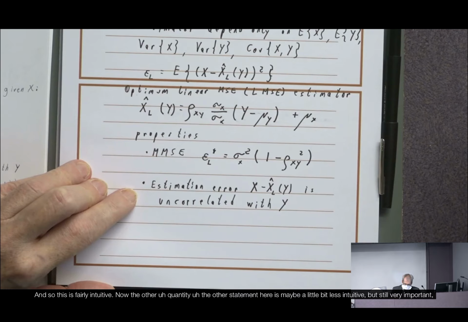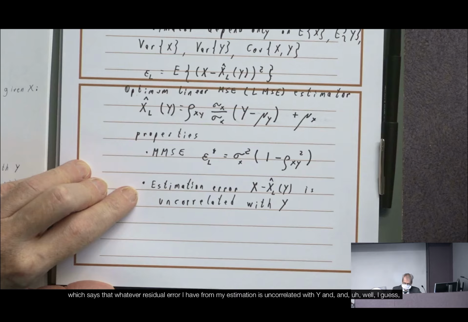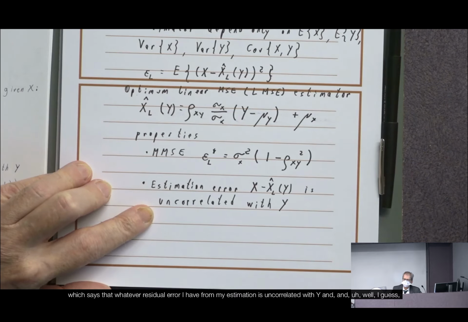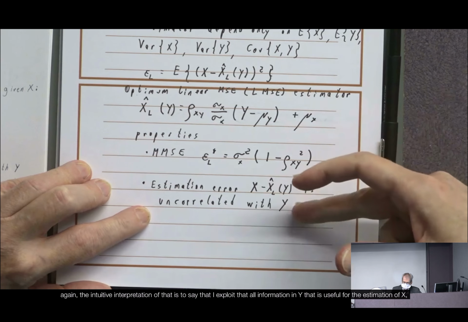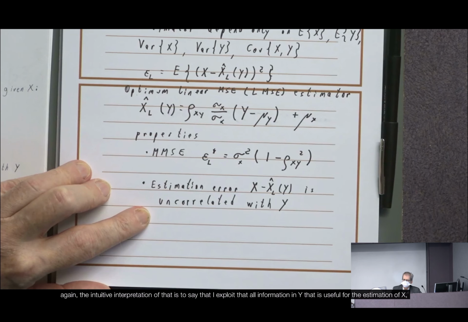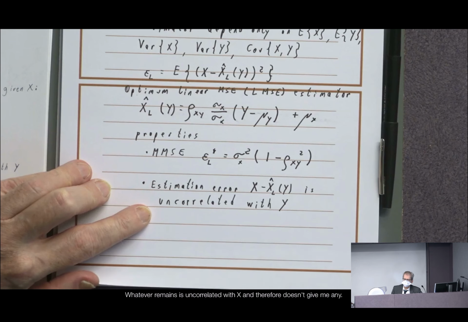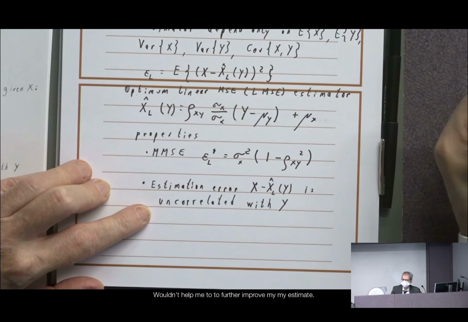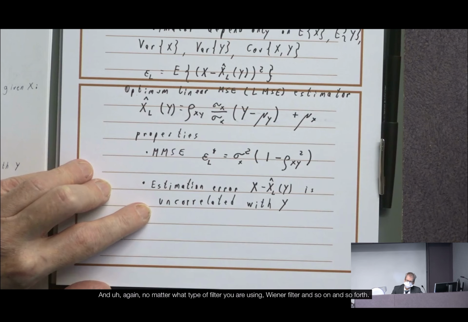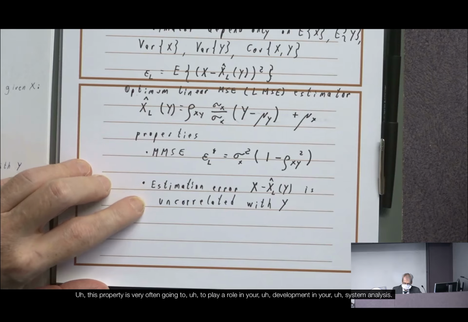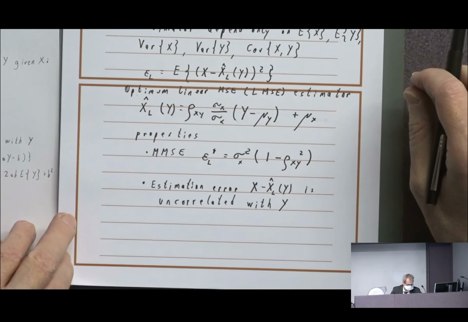Now, the other statement here is maybe a little bit less intuitive, but still very important, which says that whatever residual error I have from my estimation is uncorrelated with y. The intuitive interpretation of that is that I exploited all information in y that is useful for the estimation of x. I've squeezed out every bit of information that helps me in improving my estimate of x. Whatever remains is uncorrelated with y, and therefore wouldn't help me to further improve my estimate. And again, no matter what type of filter you're using, Wiener filter and so on, this property is very often going to play a role in your development and in your system analysis.